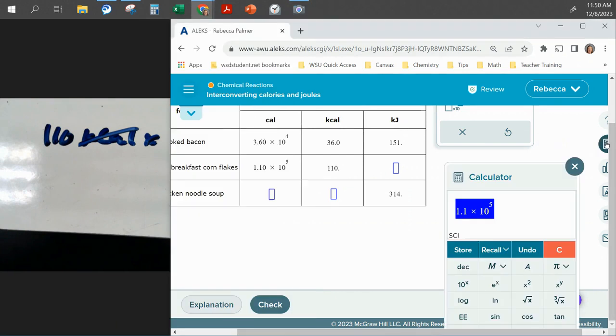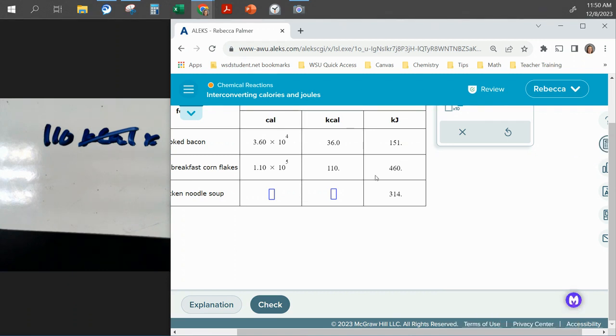So let's go to our calculator. 110 times 4.184. And we don't need the exponent, so I'm going to get rid of that. So this is 460 point nothing, 460 with a decimal place. So now I have 3 significant digits.